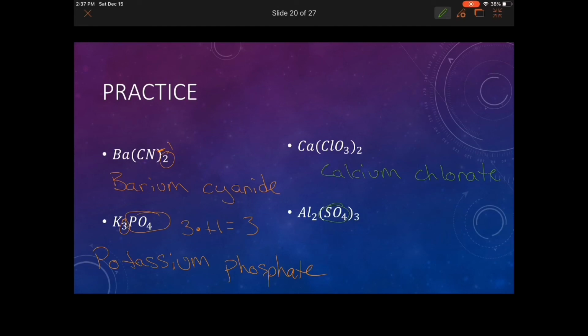So this one we have Al2(SO4)3. So Al, well, that stands for aluminum, and that's my cation. So I'm just going to use its element's name. SO4, let's see if we can find that on my polyatomic ion chart. Yep, I can. It's in the -2 column. And that means its name is sulfate. Awesome.